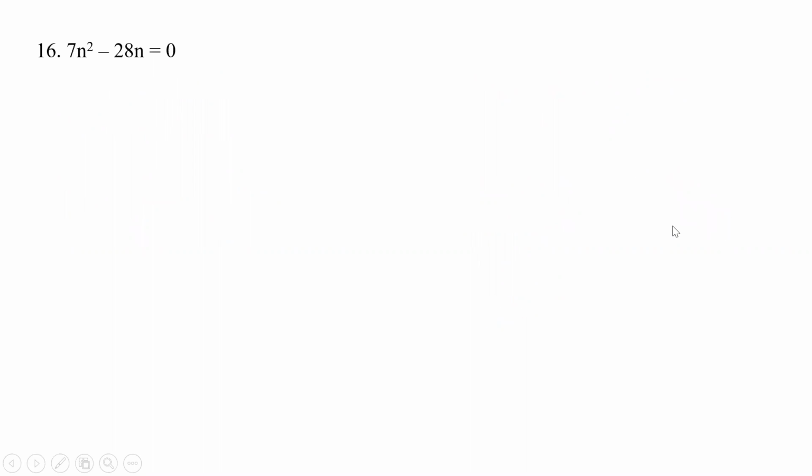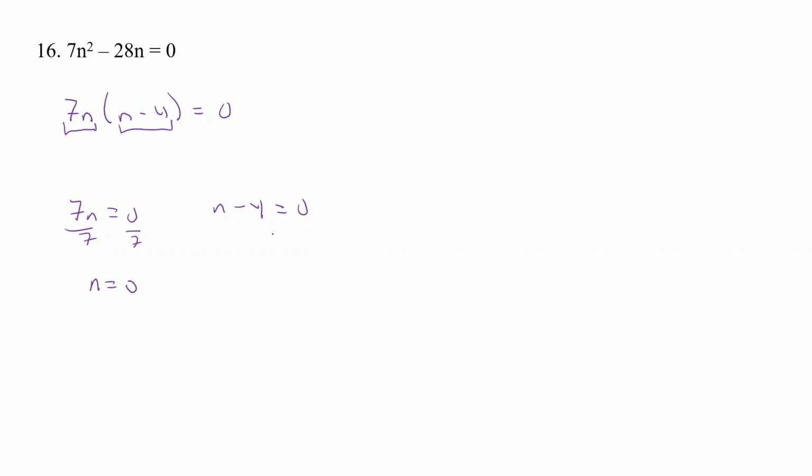What about this one? Well, here 7 is common to both of them, and n is common to both of them. So 7n we can pull out, and what's left over is n minus 4 equals 0. Well, guess what? Now we have two terms already. We have 7n and n minus 4. So we can say 7n equals 0, and then we have n minus 4 equals 0. Well, if we divide by 7, then n is equal to 0. Here, if we add 4 to both sides, we get n is equal to 4.